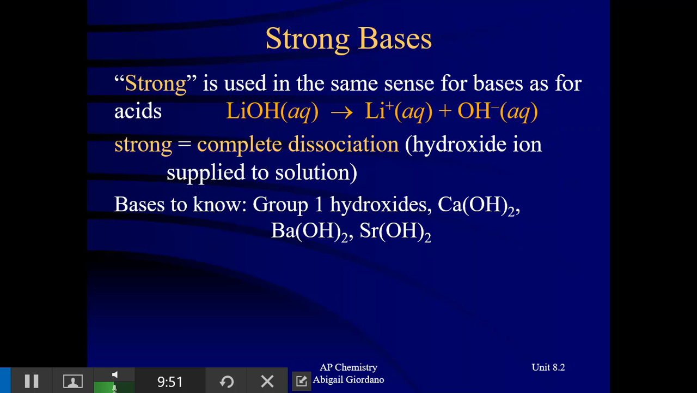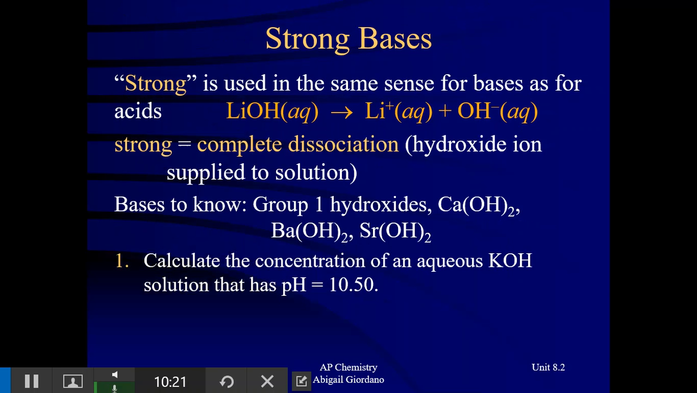I always hear my students saying, okay, which ones are the strong bases? And I kept hearing them years ago saying "cabasser." And I was like, what are they saying? Cabasser: calcium, barium, strontium. It was their funny little way of remembering those strong bases. Just don't forget it's also group 1 as well. So all of those bases completely ionize when they're in an aqueous solution. So let's just work one together and see how we do.